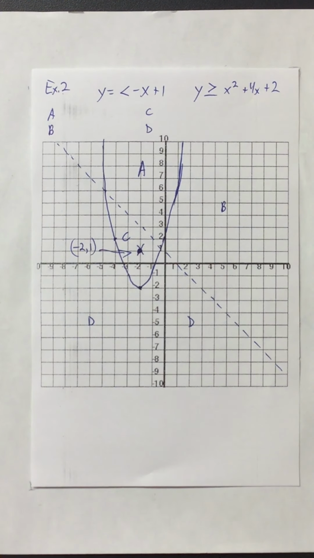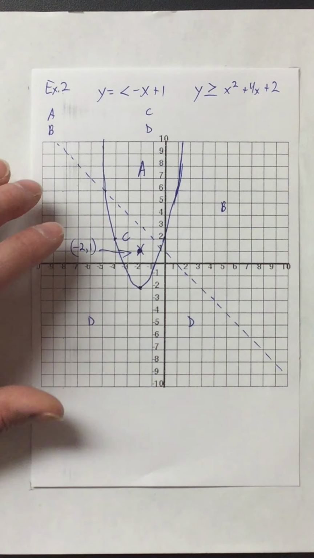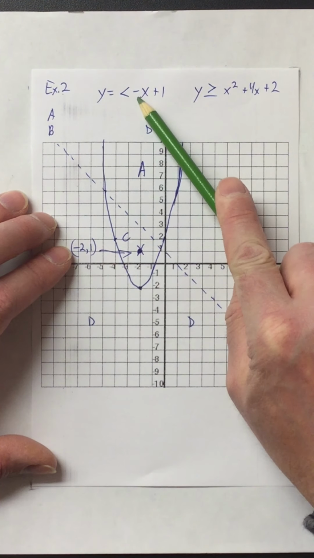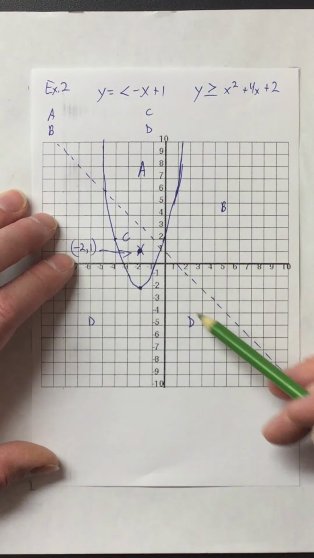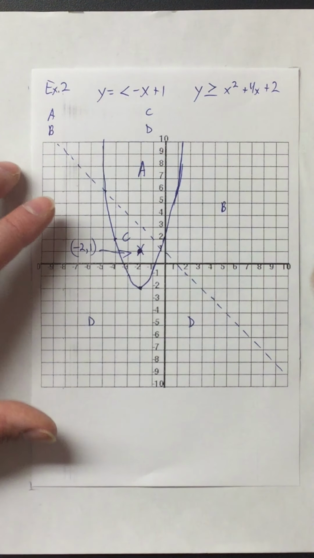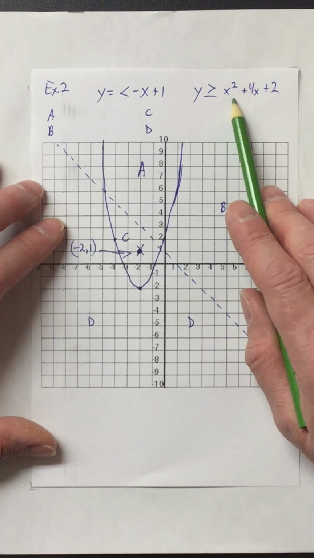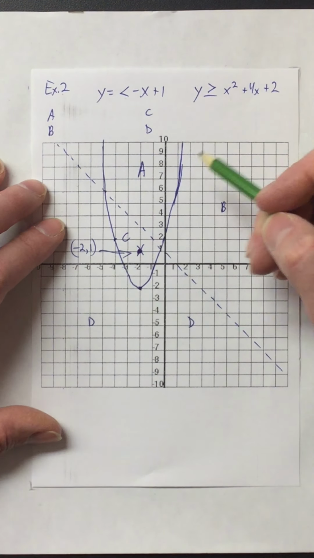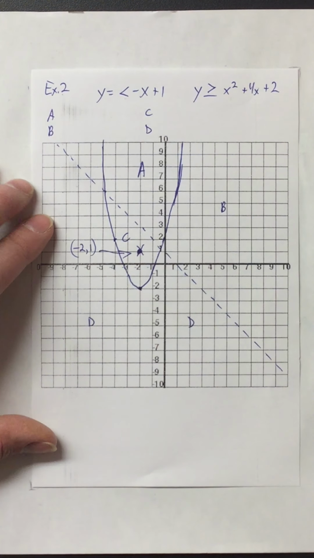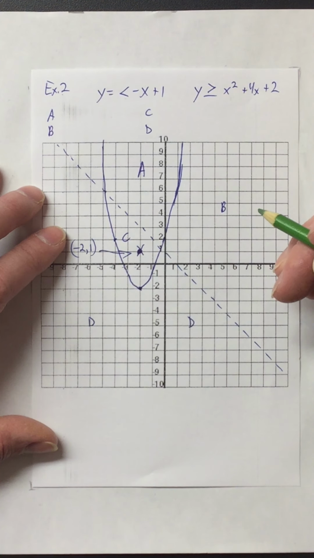All right, the second example here. We've got our linear equation, and that graph is "not equal to," so it's got a dashed line coming through there, as you see in your book. And then we've got our parabola once again over here, and it opens up. Okay, so let's put some colors in here.